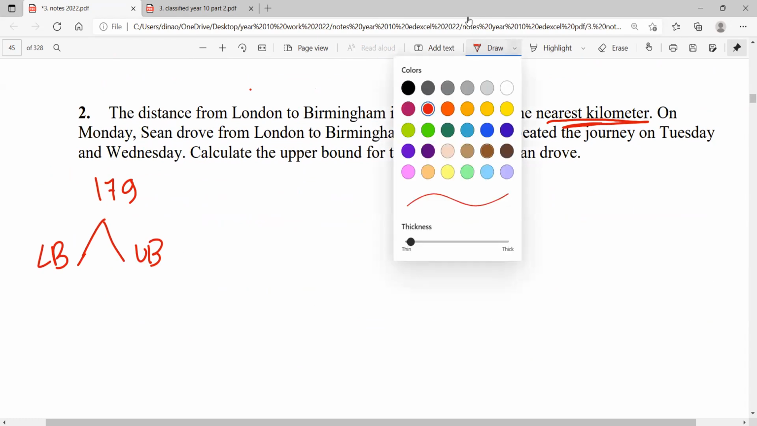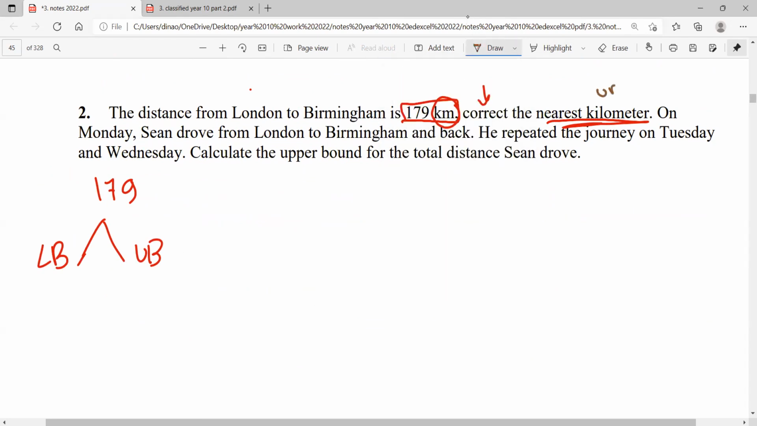The question here says to the nearest kilometer. To the nearest kilometer, to the nearest meter, to the nearest centimeter, to the nearest kilogram means to the nearest unit. What is the value of the units? The value of the units is 1. What do I do with this value? Divide by 2, which is half. As we said, add to find the upper bound, subtract to find the lower bound. Ignore the original, it will not be needed anymore in the question.